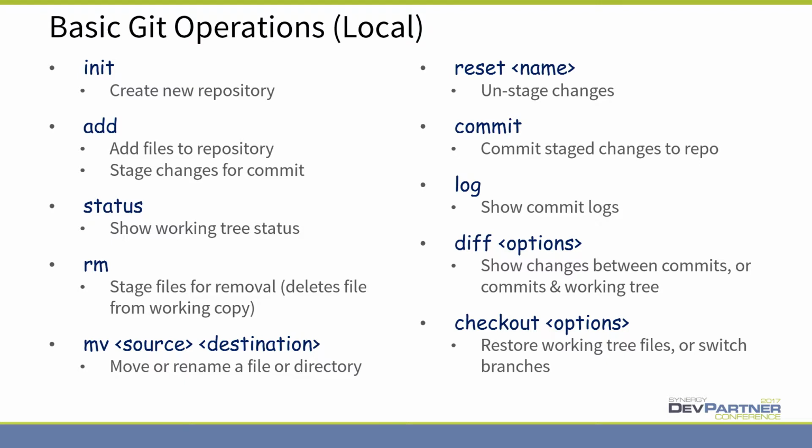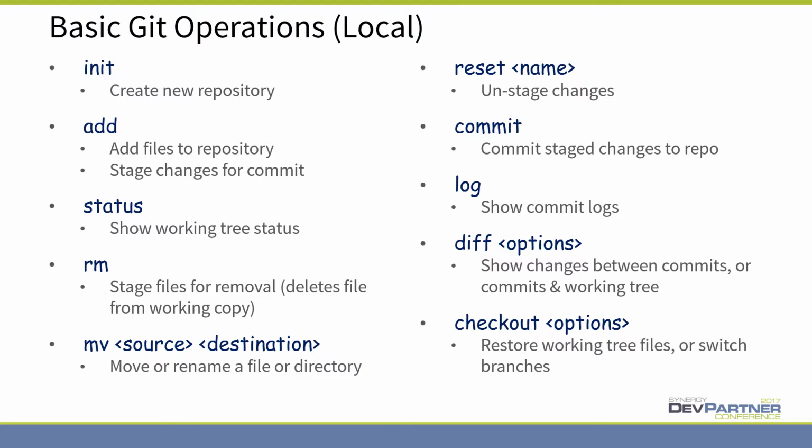Staging and unstaging is checking the checkbox next to the files to say they will or will not be committed, and that's kind of how it does it. So it's kind of a strange concept to grasp. Basic Git operations, assuming a local repository, although most of these are similar when dealing with remote repositories as well.